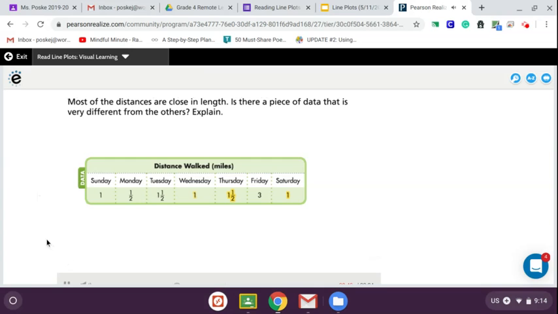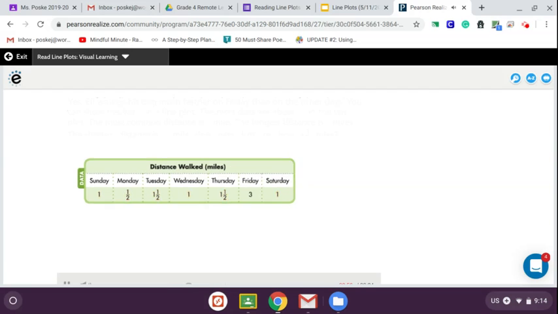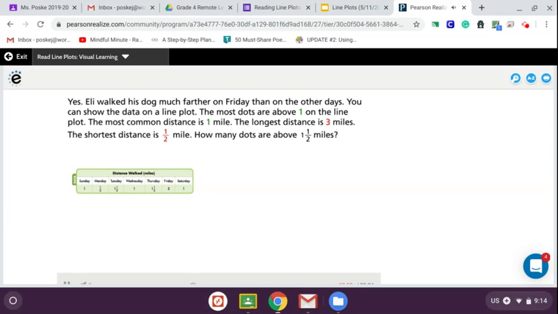Most of the distances are close in length. Is there a piece of data that is very different from the others? Explain. Yes, Eli walked his dog much farther on Friday than on the other days.